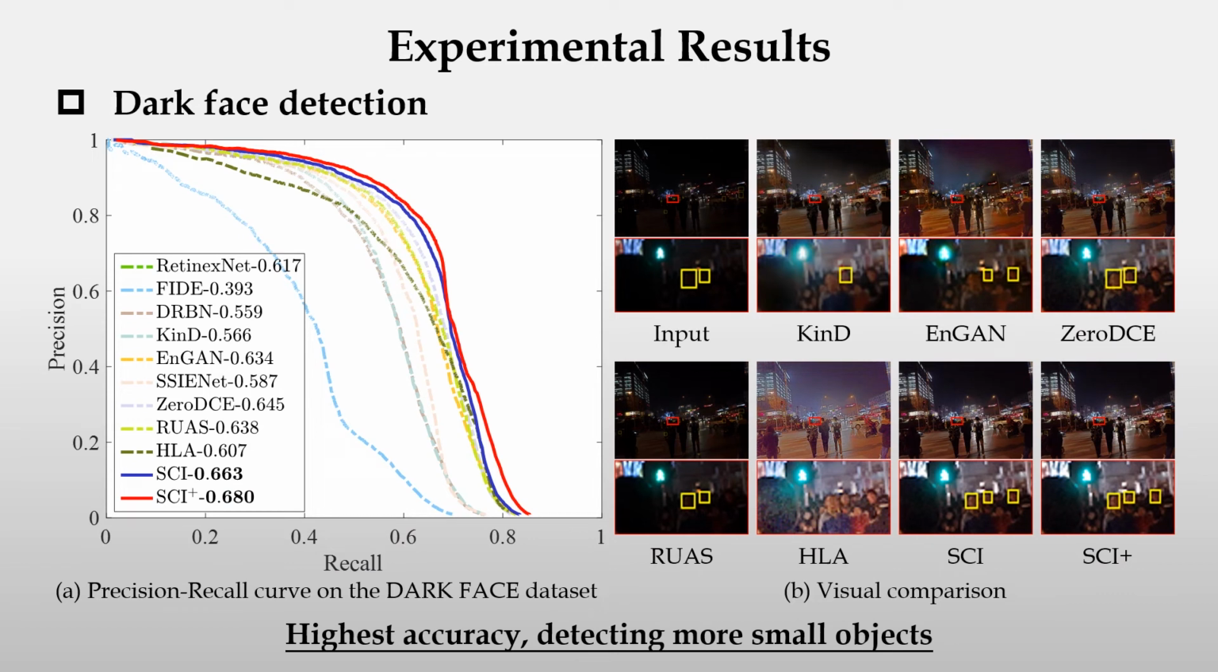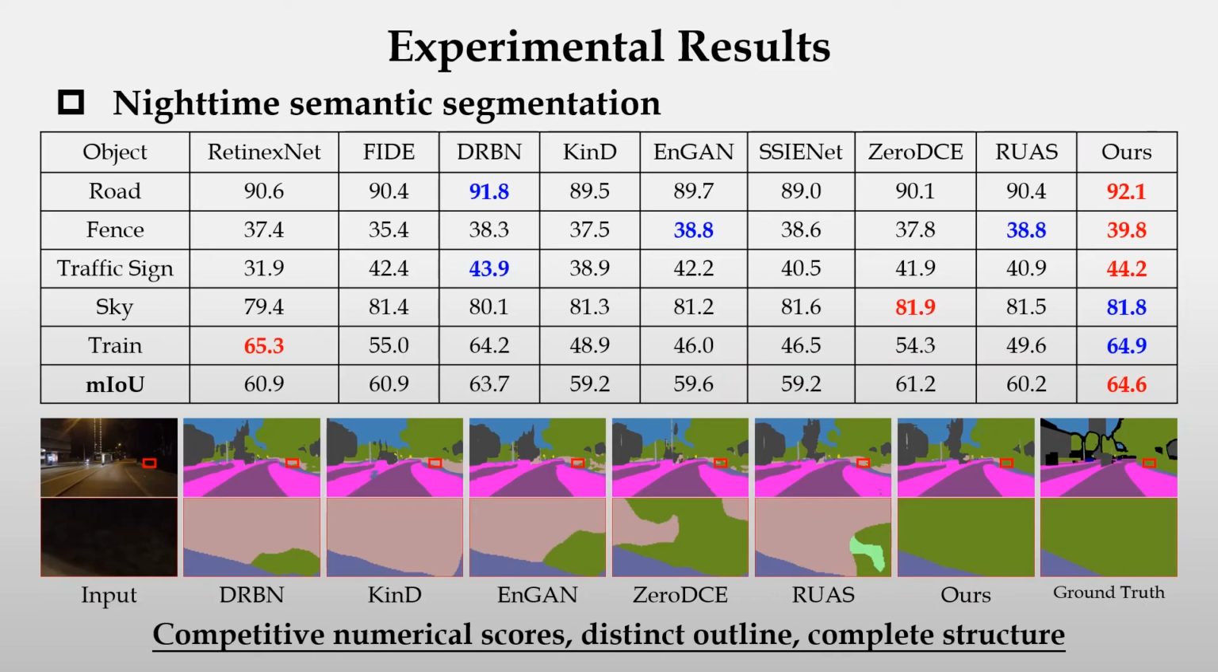At the same time, SCI is more friendly to downstream tasks. In the dark face detection task, we get the highest accuracy and detect more small objects. In the nighttime semantic segmentation task, SCI also obtains competitive numerical scores, distinct outlines, and complete structure.